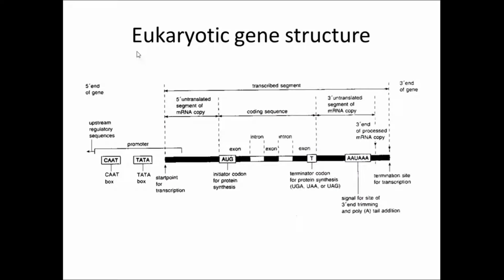Next is eukaryotic gene structure. It is very different from the prokaryotic operon gene structure. Here, a single gene from the start point to the termination point is a single gene. A single gene encodes a single mRNA. A single mRNA is called monocistronic mRNA, and that mRNA produces a single protein.